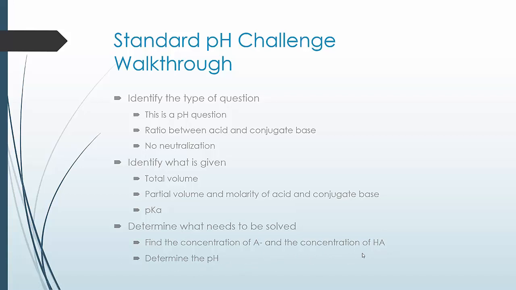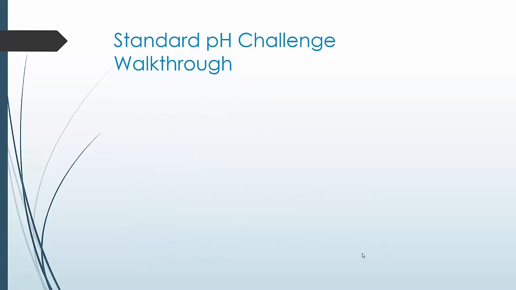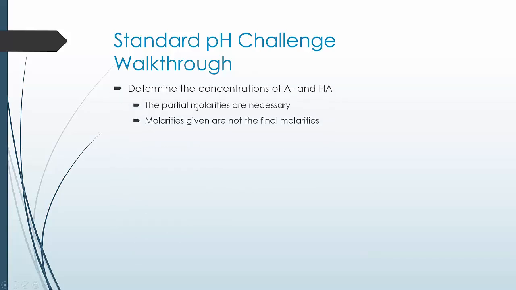So how do we do all this? Well, step 1, we need to determine the concentrations of A minus and HA. A minus is the conjugate base, the acetate, or sodium acetate, and the HA would be the acetic acid. The key to finding a conjugate base is something that ends in ATE. Very frequently, if you had acetic acid, that would be deprotonated to acetate, and that's what we see here.